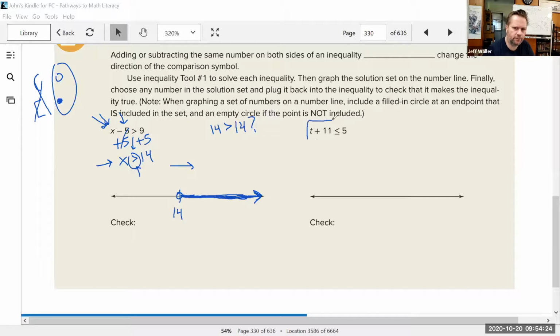So you guys do this one. Go ahead and solve that and graph it. I'll sit here and do nothing. Good job, Jeff.